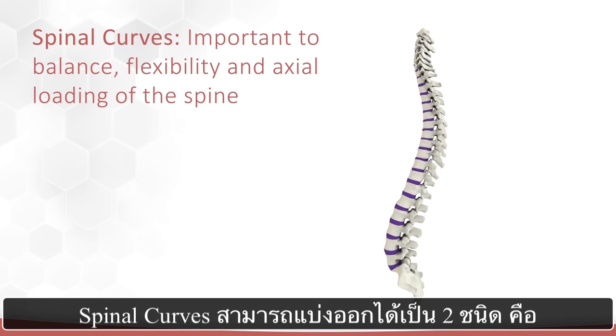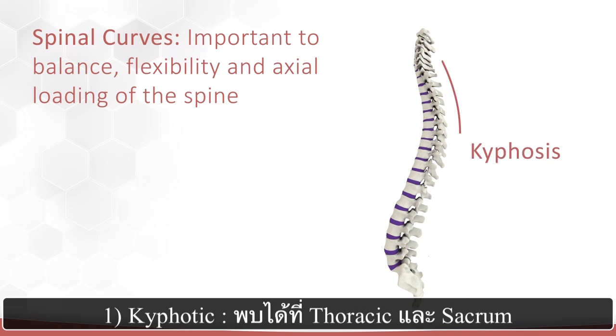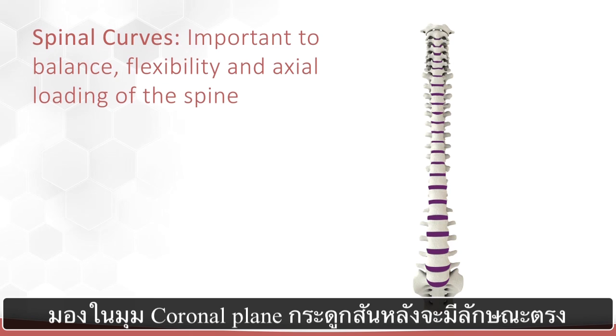There are 2 types of curves in the sagittal plane. The cervical and lumbar regions have a lordotic curve where the apex points anteriorly. The thoracic and sacral regions have a kyphotic curve where the apex points posteriorly. In the coronal plane, the spine is straight.